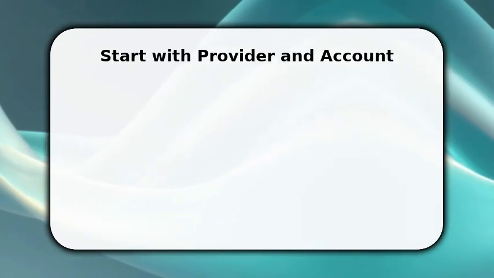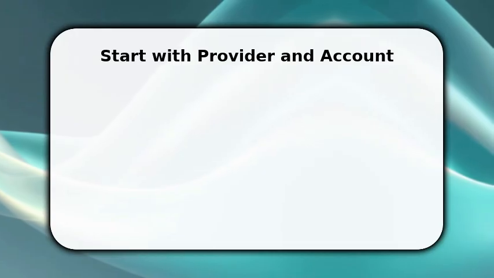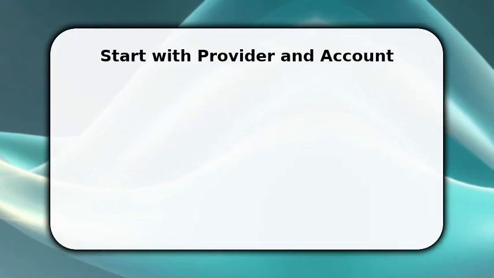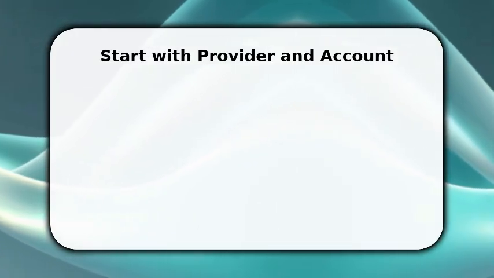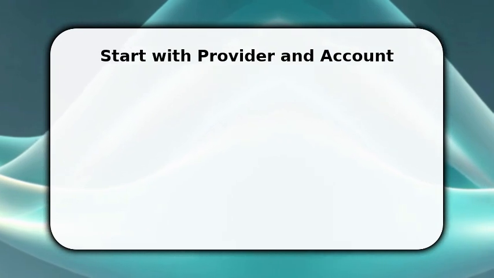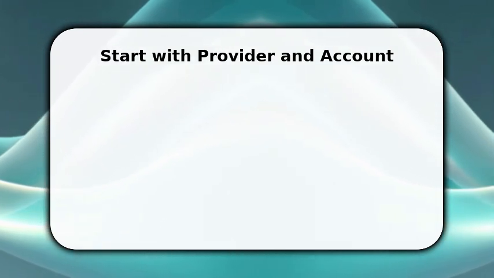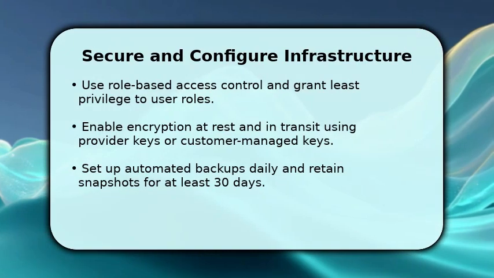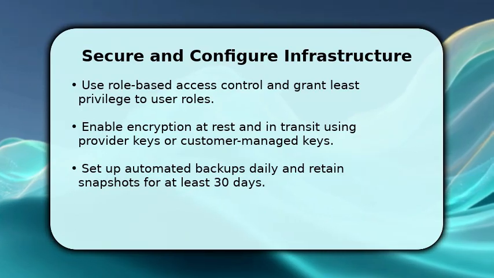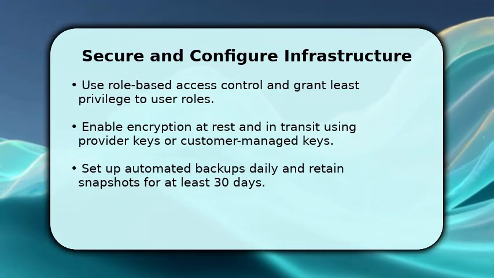Allocate an initial 1 TB of storage or configure quotas per project as needed. Tag resources clearly using name, environment, and owner to maintain organization and simplify billing. Use role-based access control and grant least privilege to user roles for every resource.